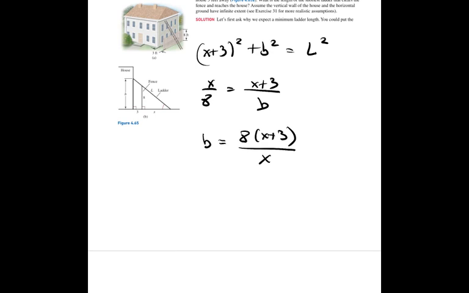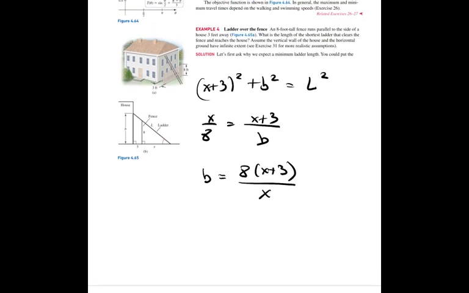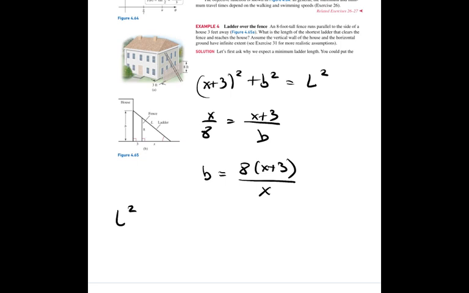So then we can get the length of the ladder would be x plus 3 squared plus this 8 times x plus 3 over x squared, right? And so now at this point, we would have an expression for the length of the ladder in terms of one variable. We want to minimize the length.